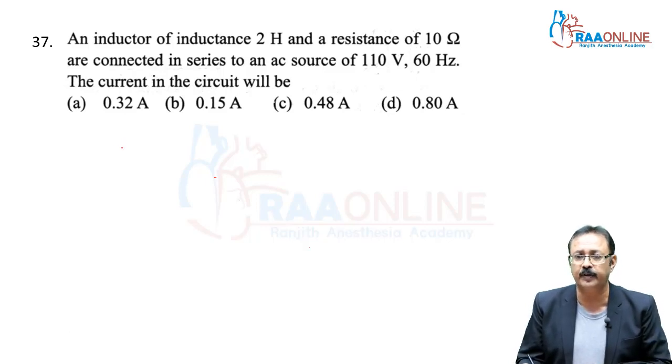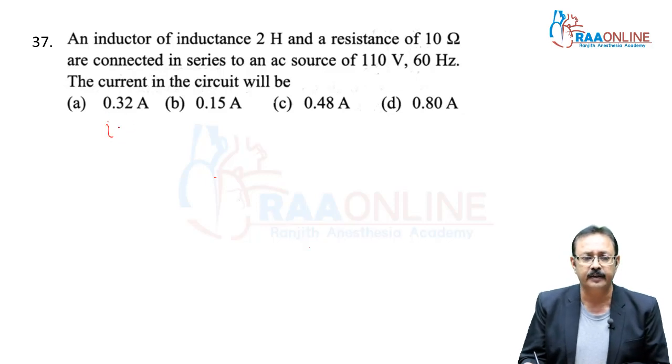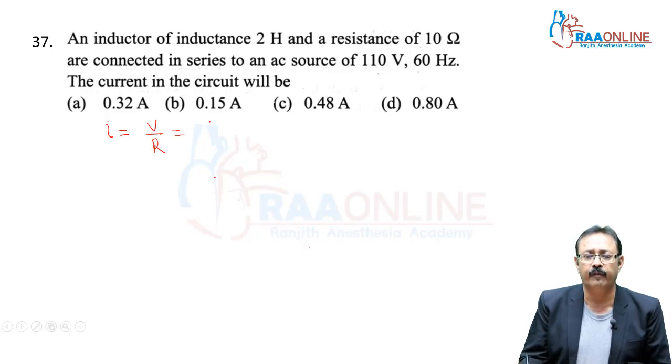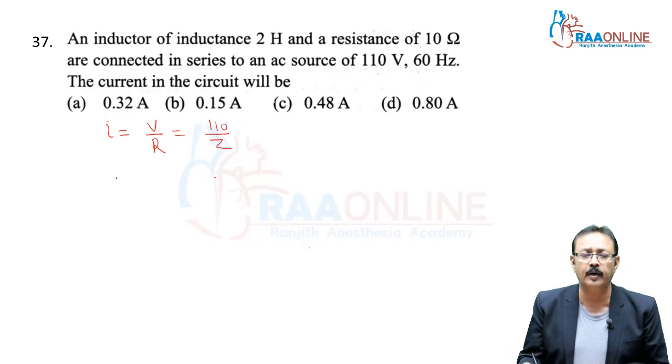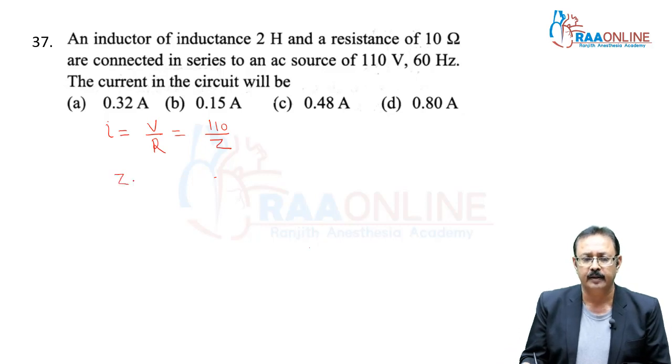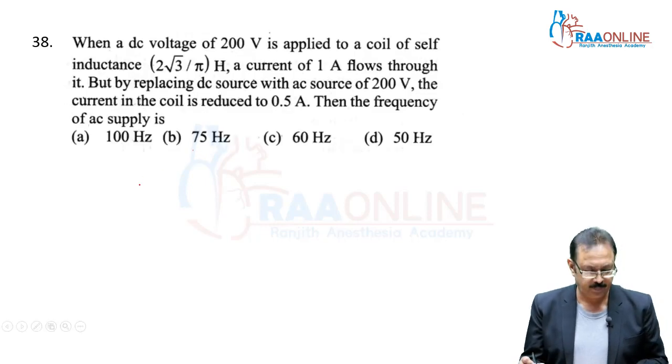Now we are going to calculate for the 37th problem: an inductor of inductance 2 Henry and resistance 10 ohm connected in series with 110 volt. We want to calculate current. Current means voltage upon resistance. Voltage is given, 110. Resistance means impedance. We have to calculate only impedance. It is an LR circuit.